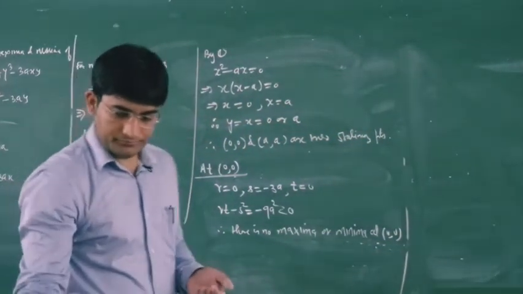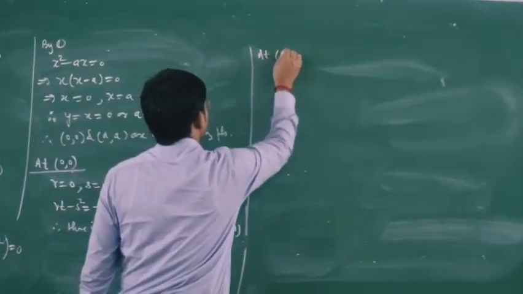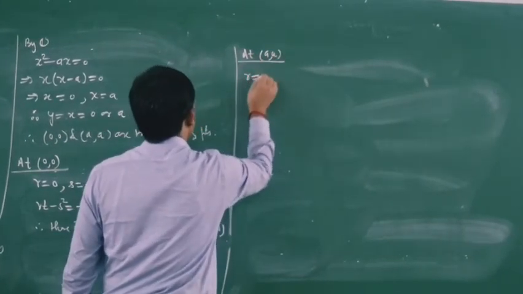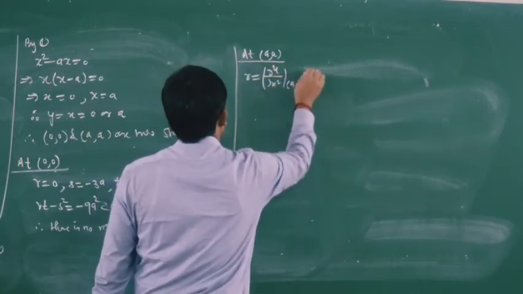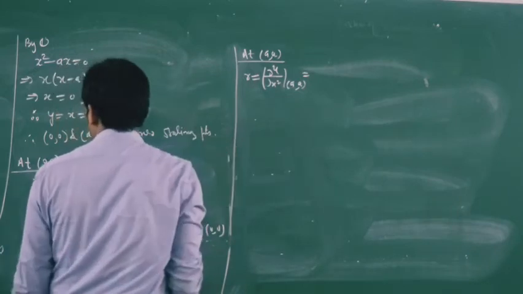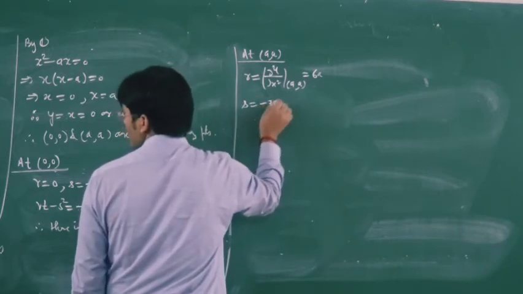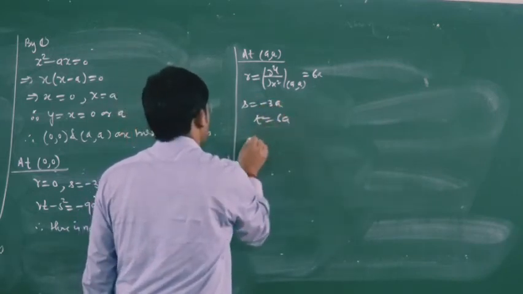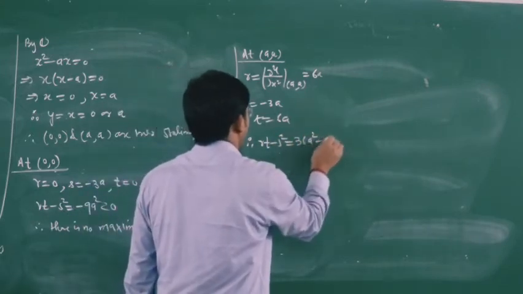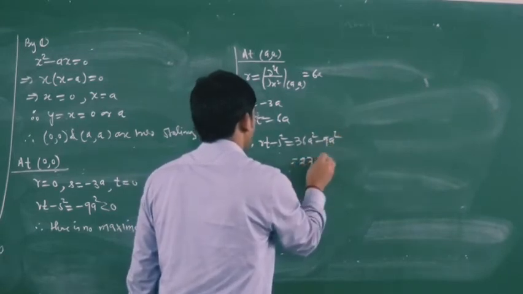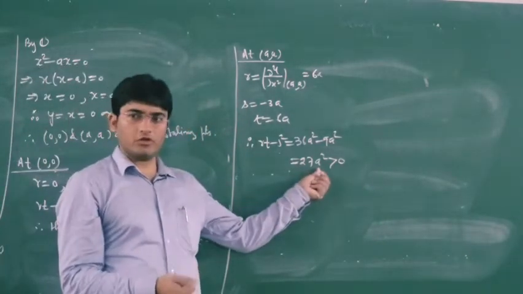Now let us discuss the point (a, a). At (a, a), your r is equal to del 2u upon del x2 at (a, a). So this is equal to 6a, your s will be minus 3a, your t will be 6a. Therefore, your rt minus s square will be 36a square minus 9a square. So this is your 27a square. And you can see that this is positive for all the values of a.